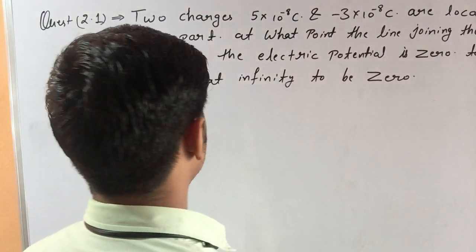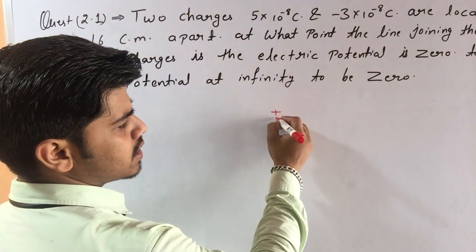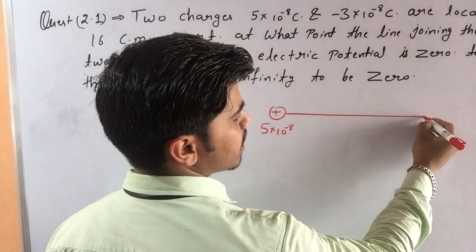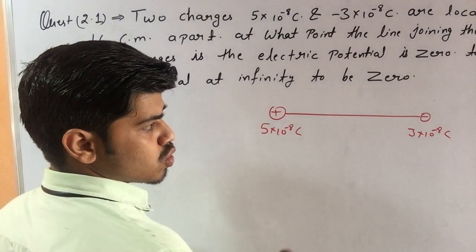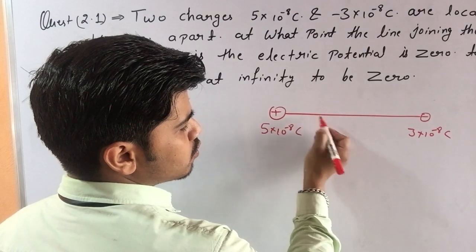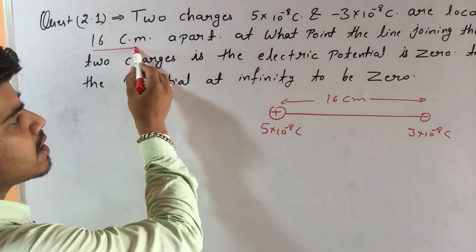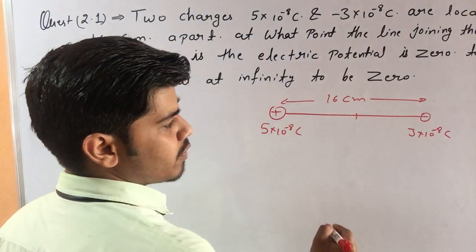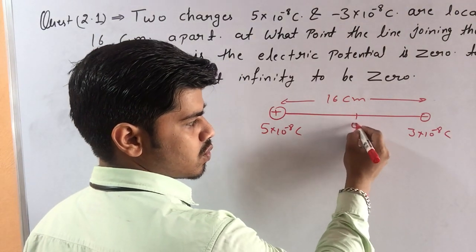Now let us discuss question number 2.1. So students, in this question two charges are given, one of magnitude 5 into 10 to the power minus 8 and the other of magnitude 3 into 10 to the power minus 8 coulomb. The polarity of both charges is opposite, and they are separated by 16 centimeter, and we have to find a point where the potential due to both charges will be zero.